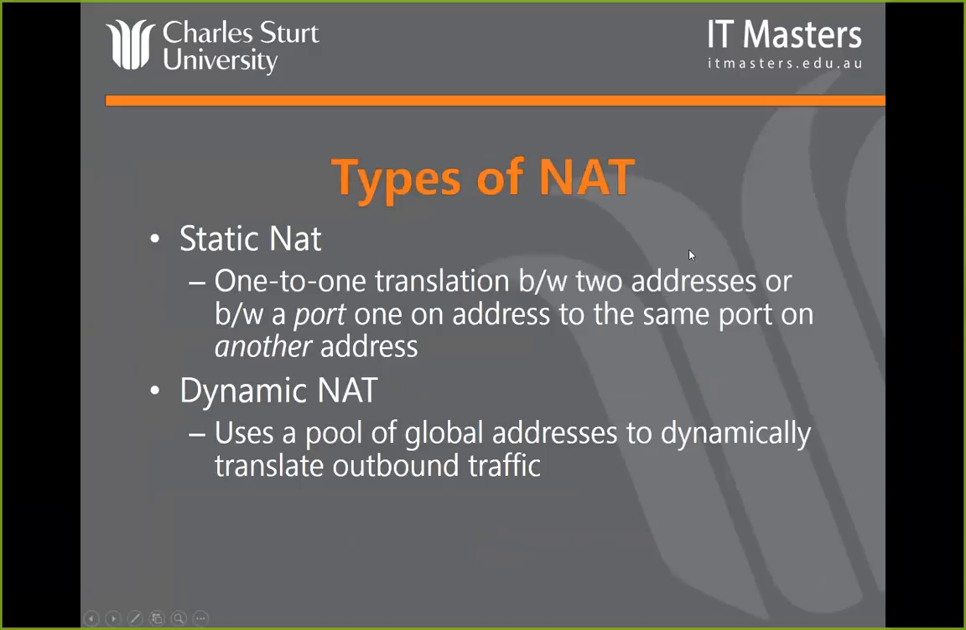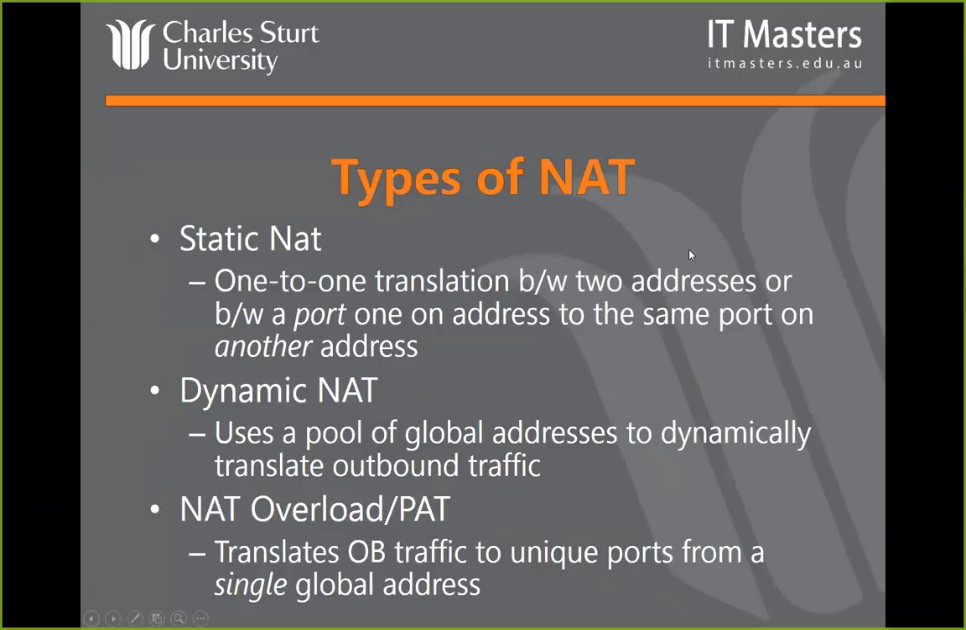So in terms of types of NAT, there are 3 main types that we will discuss with reference to the CCNA exam. There is static NAT, which is a simple one-to-one translation between 2 addresses. So an initial source address and then the corresponding address that it's NATed to on the way out.